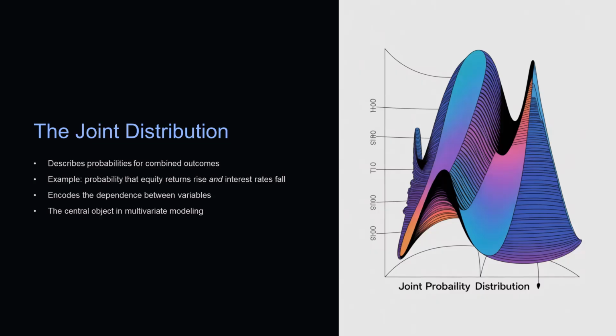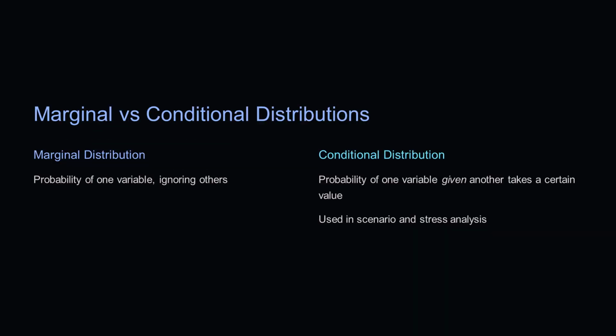The marginal distribution focuses on just one variable at a time. It tells you the overall probability of that variable, ignoring everything else. And the conditional distribution looks at one variable, given a specific outcome of another. For example, what is the distribution of bond returns given that the equity market has dropped by 5%?